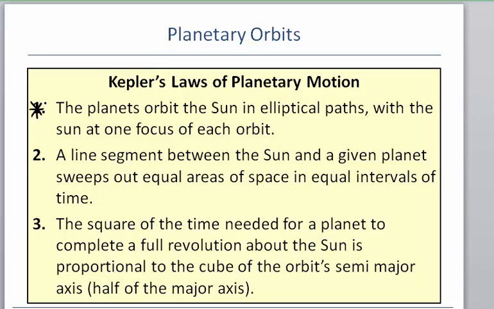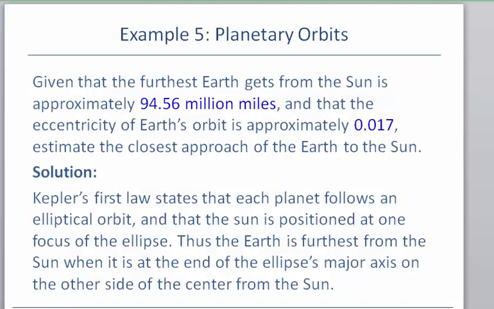And number 3 says the square of the time needed for a planet to complete a full revolution about the sun is proportional to the cube of the orbit's semi-major axis. Now, most of this we are not going to see being applied in this section, but they put the entire law here so that you can read through it. Okay, so let's look at how this plays out in a problem.